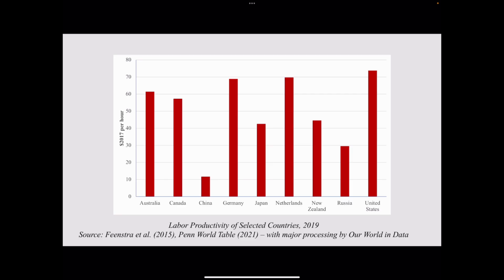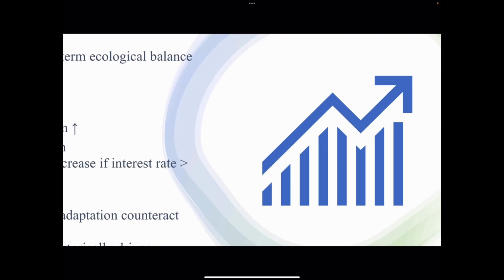We can also look at labor productivity of selected countries. This was 2019, and we see that labor productivity is highest in the United States, followed by the Netherlands, Germany, and Australia, and Canada was ahead of China, Russia, and Japan. But this was 2019, before the pandemic.